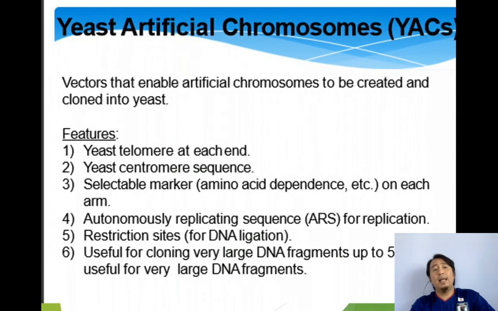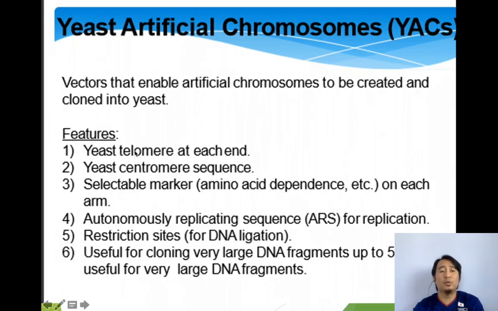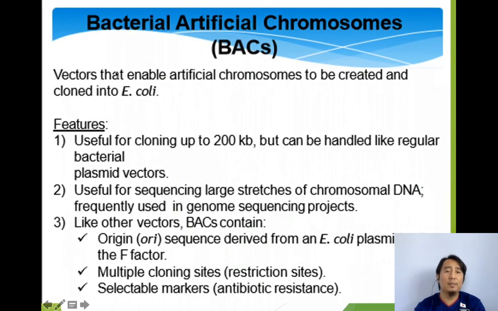Okay, then next is yeast artificial chromosome. Right, a vector that enables artificial chromosomes to be created and cloned into yeast. Okay, so features ni you boleh baca lah. This telomere at each end, this centromere sequence, so on and so forth. This is bacterial artificial chromosome, BAC, a vector that enables artificial chromosomes to be created and cloned into E. coli. Yang ni dalam yeast lah. Clone masuk dalam yeast. Mana this one clone masuk dalam E. coli. So, features ni pun you boleh baca sendiri.